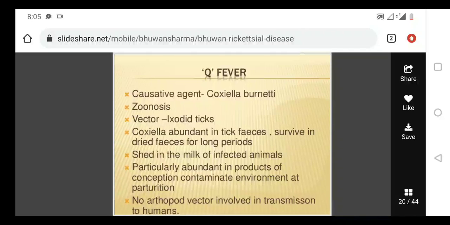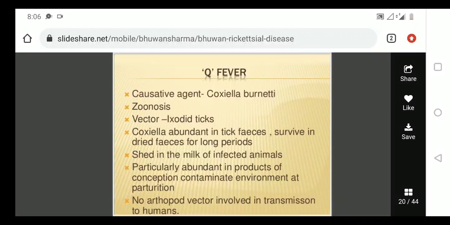I am dealing community health nursing, unit number 4, epidemiology and the nursing management of common communicable diseases. In our last class we learned about the rickettsial diseases. It's a zoonotic disease condition only. Out of that, today we are going to learn about Q fever.